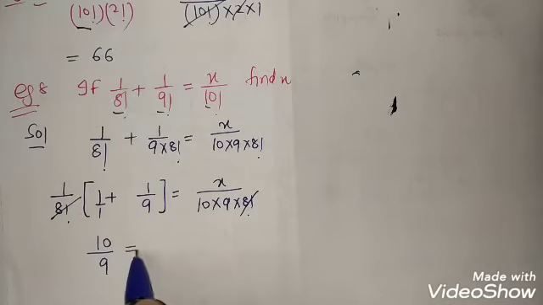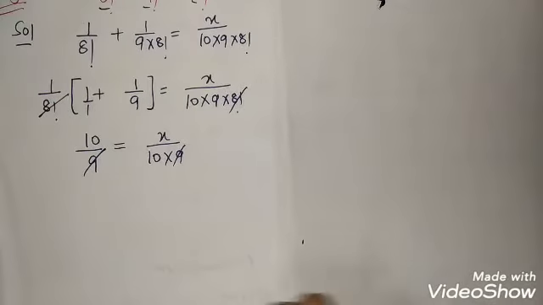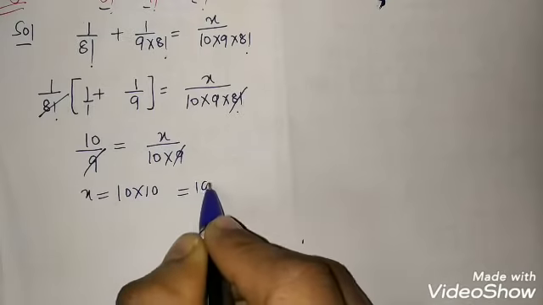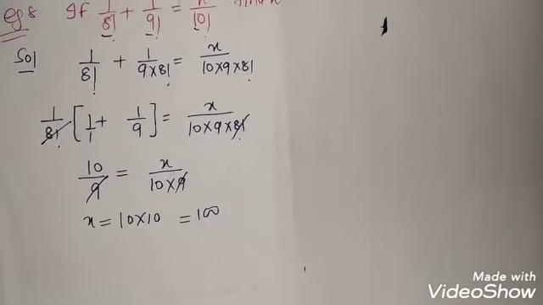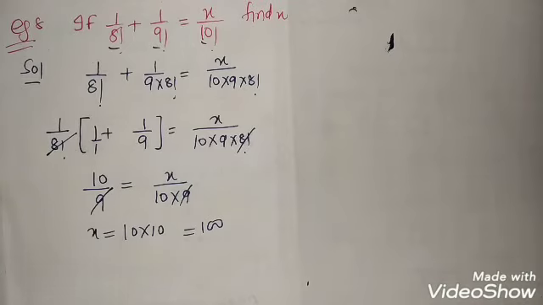10 upon 9 is equal to x upon 10 into 9. 9 is again cancelled over here. This implies the value of x is 10 into 10, that is equal to 100. It's very easy. Take out common 8 factorial only. Take out common 8 factorial from here. That's it. Now exercise 7.2.